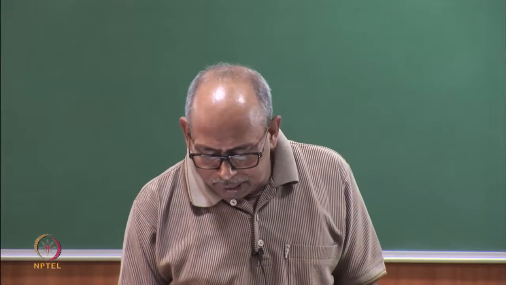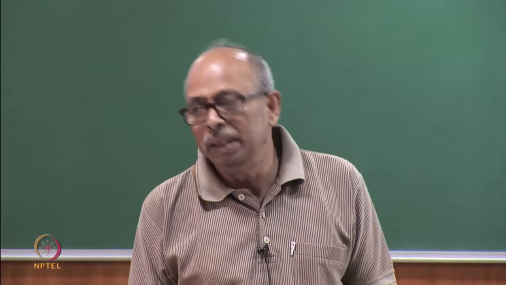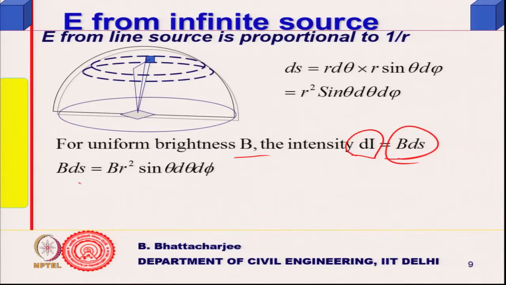So, for uniform brightness B, the intensity from this surface will be dI equals B into ds. Let us say the sky is uniformly bright, then B into ds will be the intensity, because brightness is defined as candela per meter square. So, B candela per meter square multiplied by ds, that is the source, and B ds therefore will be equal to B r square sin theta d theta d phi, right.